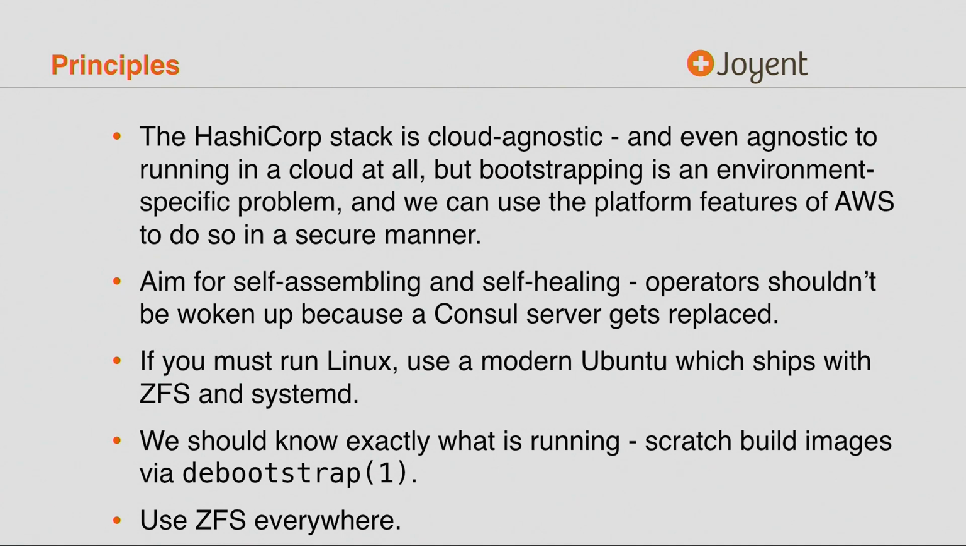AutoScaling groups, we can use in AWS. They vary in their implementation across every platform. But by specializing this stuff, we can do a really good job of automating everything. We're aiming for self-assembly and self-healing. So as an operator, I don't want to get paged because an expected event, which is a server went down, happened. If it happens at 3 a.m., I don't care.